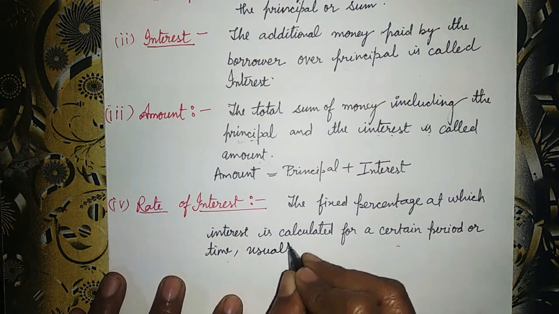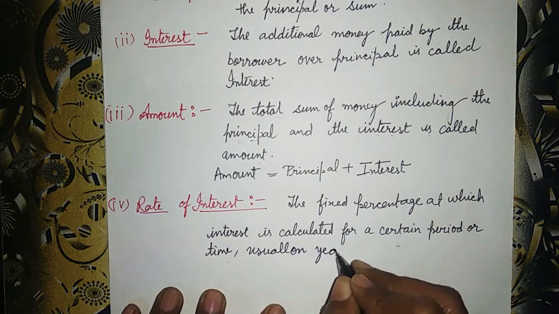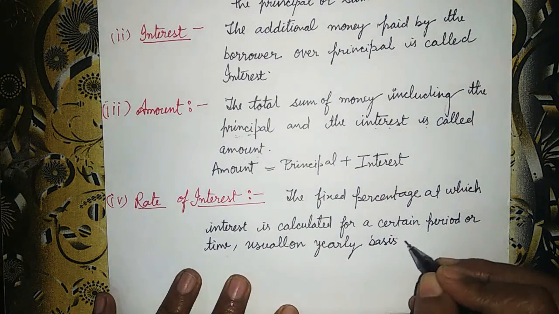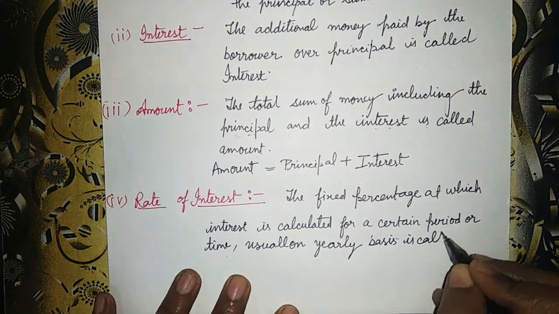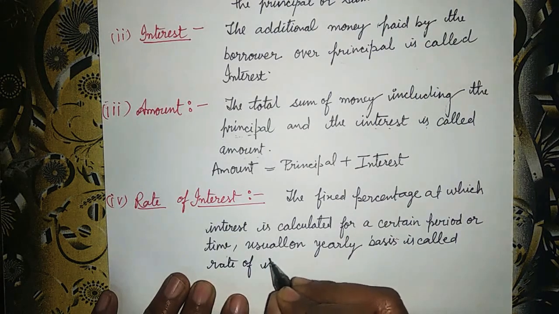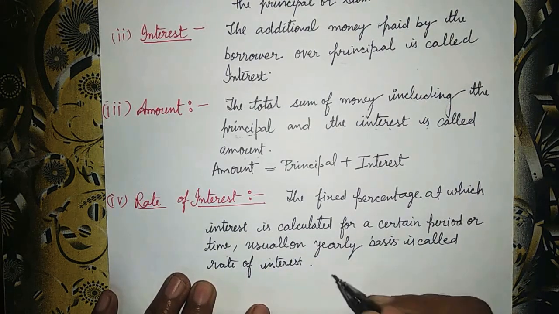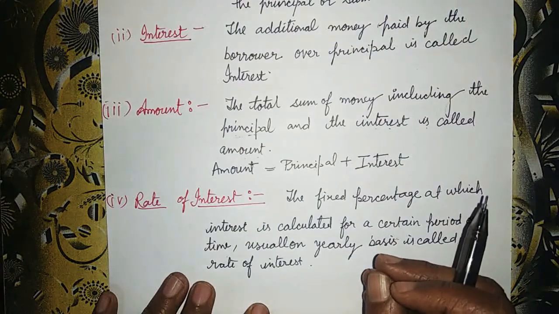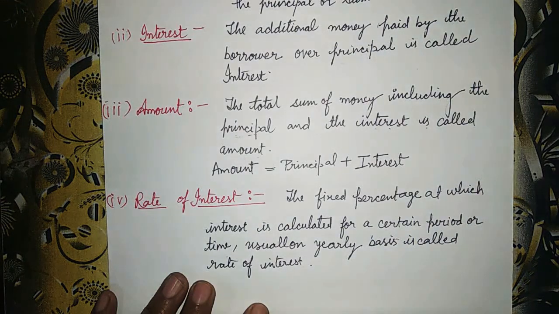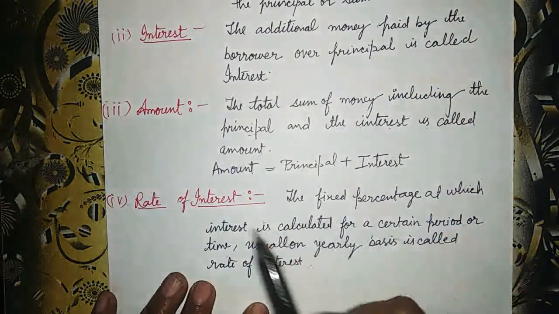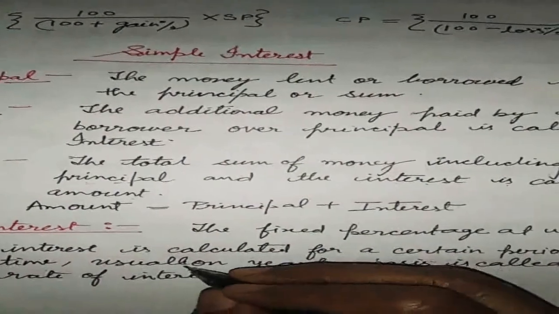usually on yearly basis. Okay, is called rate of interest. When you will solve the question, then it will be more clear. Like it will come like this: 5% per annum or 2% per annum. Like this, you will get rate of interest. Students, here you will write usually.